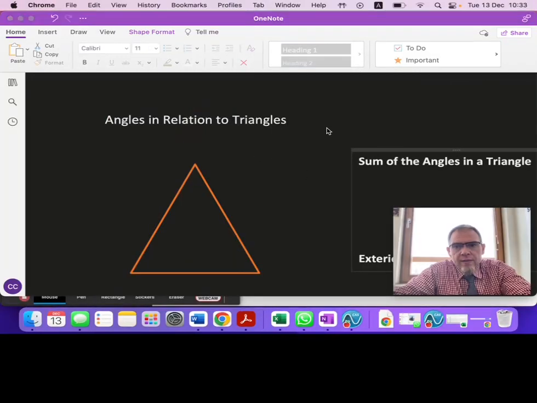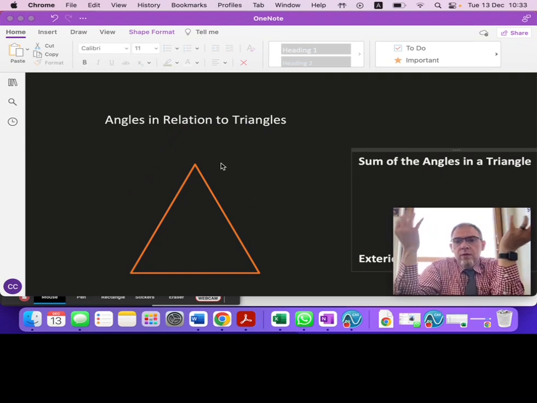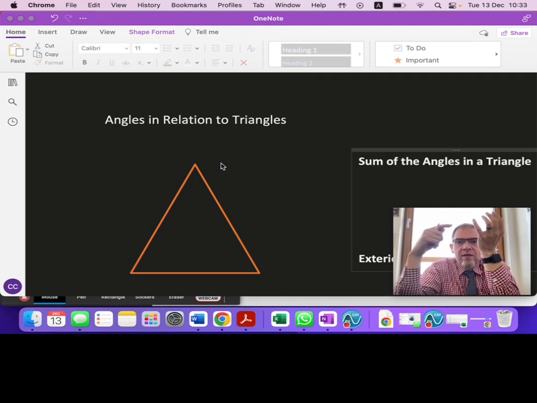Today we're going to look at what happens when we're dealing with a triangle. We've seen angles on a line, angles on a point, all of those things.